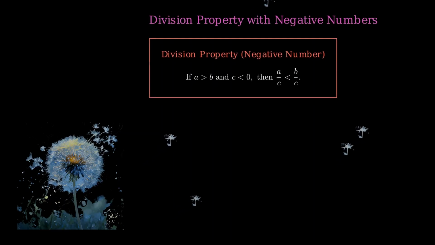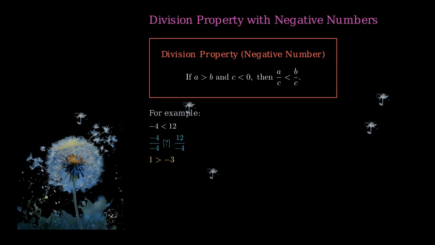Just like multiplication, the division property with negative numbers is crucial. If you divide both sides of an inequality by a negative number, you have to reverse the inequality symbol, otherwise the statement will be false. Given real numbers a, b, and c, if a is greater than b and c is less than 0, then a over c becomes less than b over c.